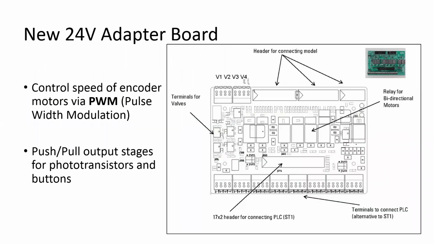Now this model also incorporates newly developed 24-volt adapter boards to interface to the PLC. These of course ship as part of the assembled training factory and are connected to the PLC via terminals. Now among other things, this latest generation of adapter boards allows the speed of the encoder motors to be controlled via PWM, which is pulse width modulation. And they also have push-pull output stages for photo transistors and for buttons.